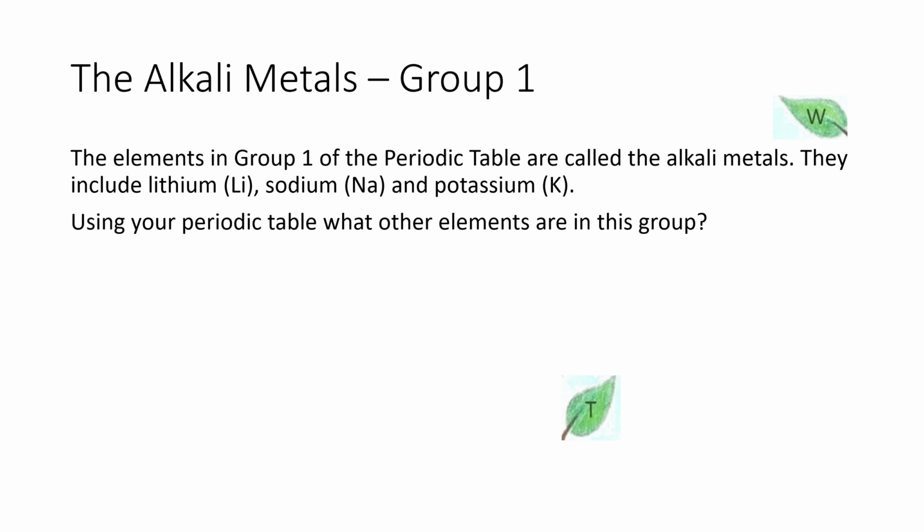So, group 1, also known as the alkali metals. The elements in group 1 of the periodic table are called alkali metals. They include lithium, sodium, potassium. Now, we should have already found the other ones that are in this group. So just keep going down that list. That is where the group 1 metals are.